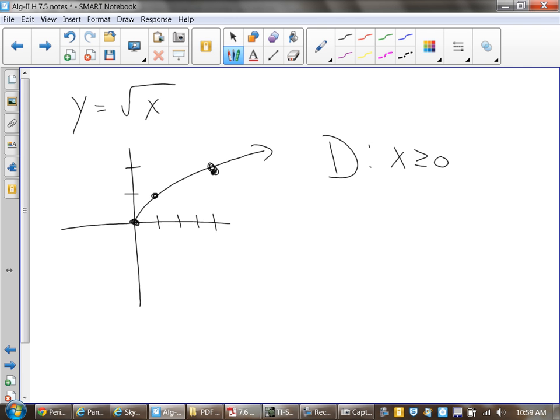Also, what's my range? Remember, domain goes with your x values, range goes with your y values. D comes before R, x comes before y. What are all my y values here? Also, y is greater than or equal to 0. Okay. In this section, they're going to bring back domain and range a little bit, which really isn't all that bad.